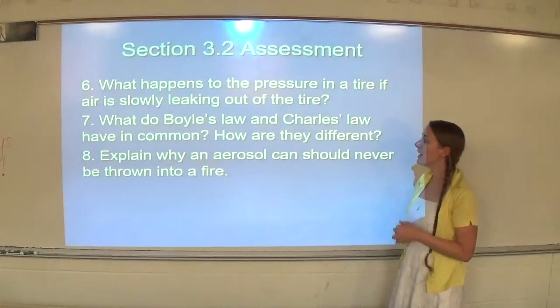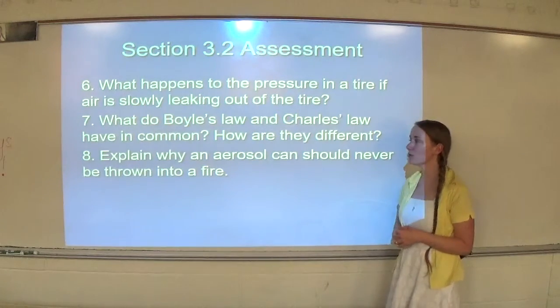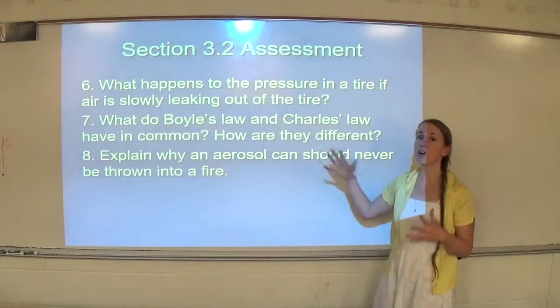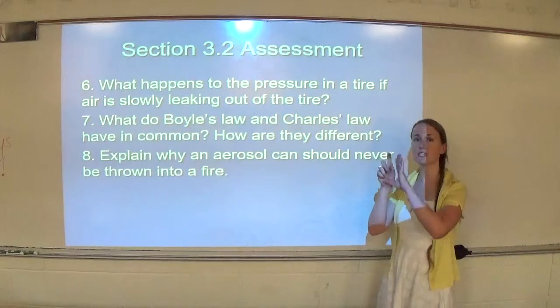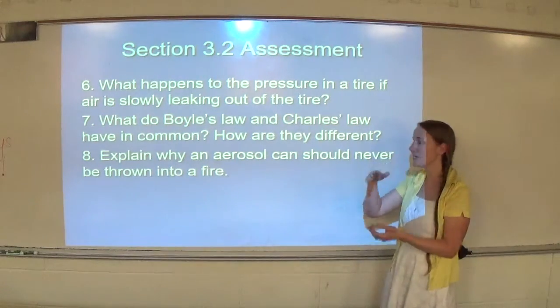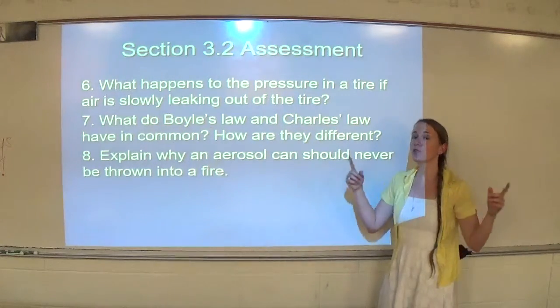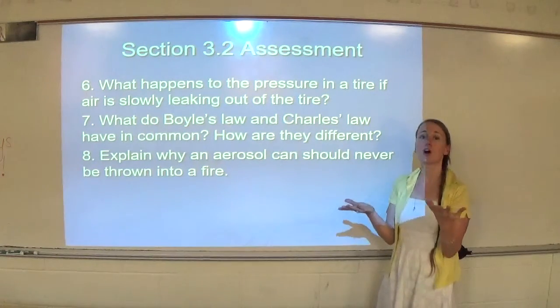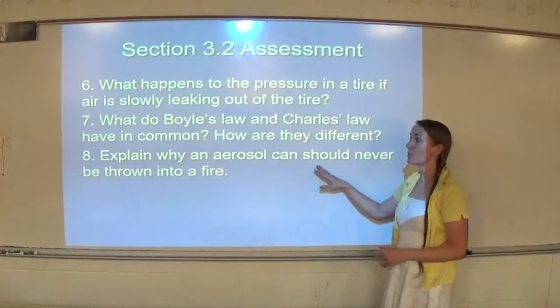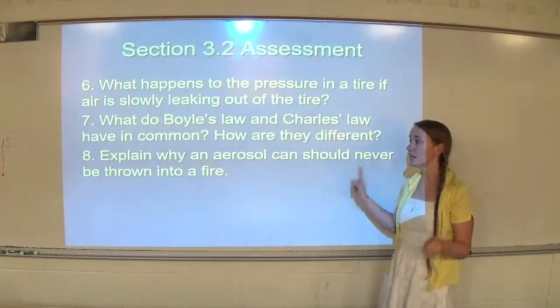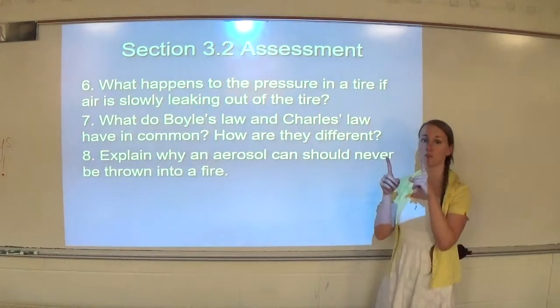And then number 8, explain why an aerosol can should never be thrown into a fire. Well, an aerosol can is already under high pressure. That's why when you squeeze it, it sprays out because it's pressurized. So if it's already under high pressure and then you heat it, you're going to increase the pressure, which can cause it to explode. And so that's why you shouldn't throw it in the fire, because that increase in temperature will cause an increase in pressure.